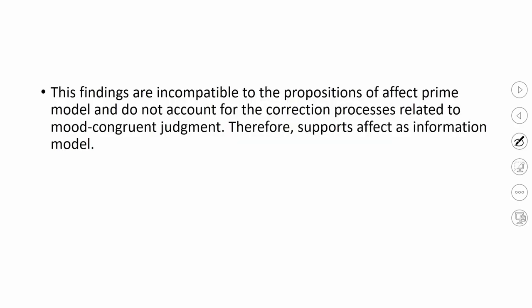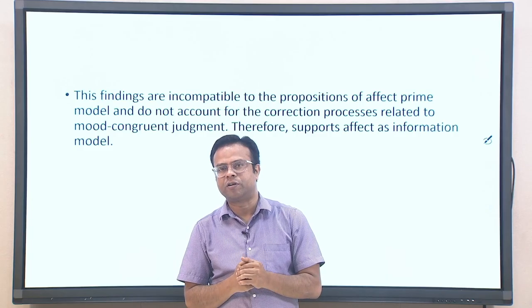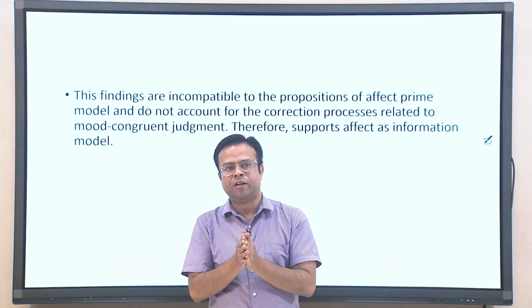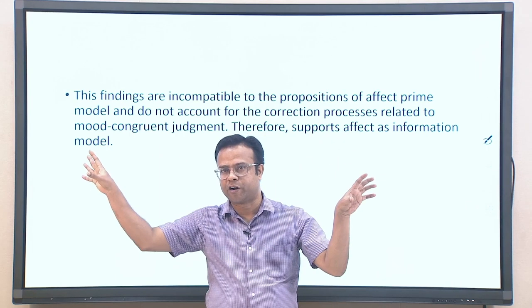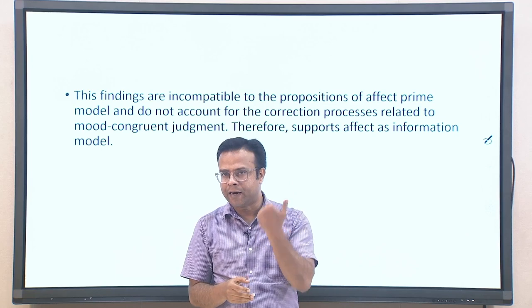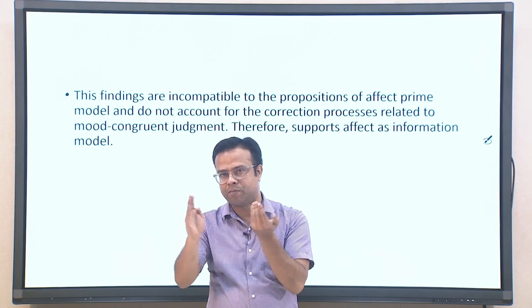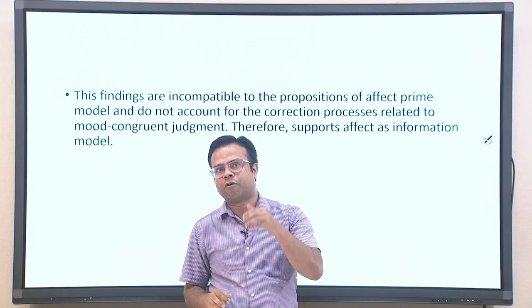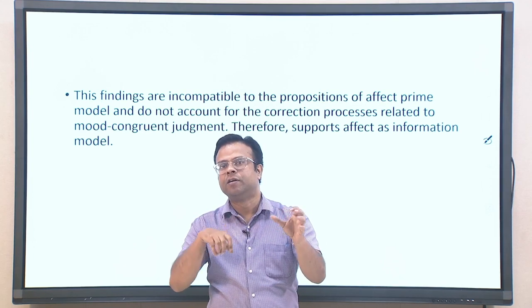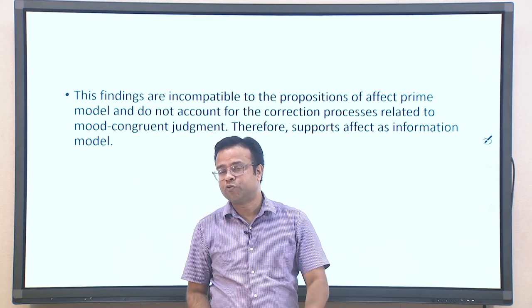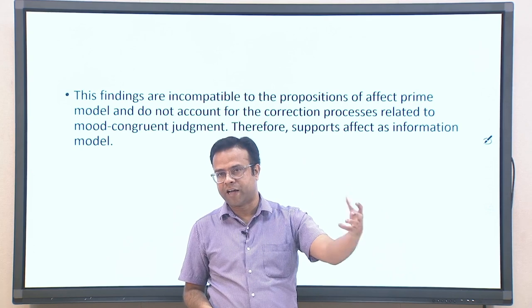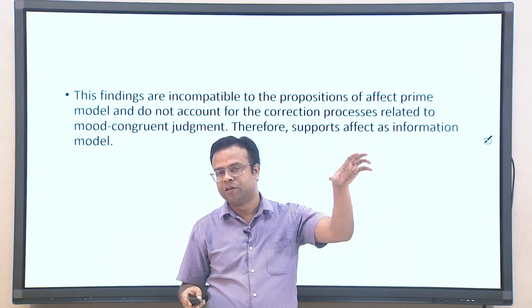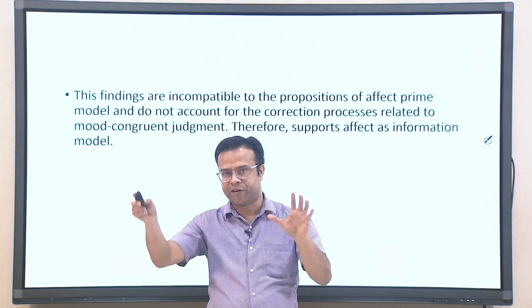This finding was not considered by the affect as prime condition, the associative network model that we talked about. According to that model, emotion will activate all the similar nodes and influence your decision making. Here, in the affect as information model, they are making a conditional aspect: from the source of emotion, if people become aware, then the judgment may be different. This was not predicted or considered under the affect as prime model, which comes under the associative network model.